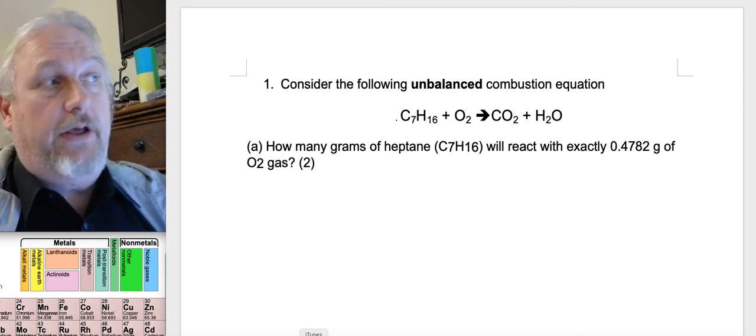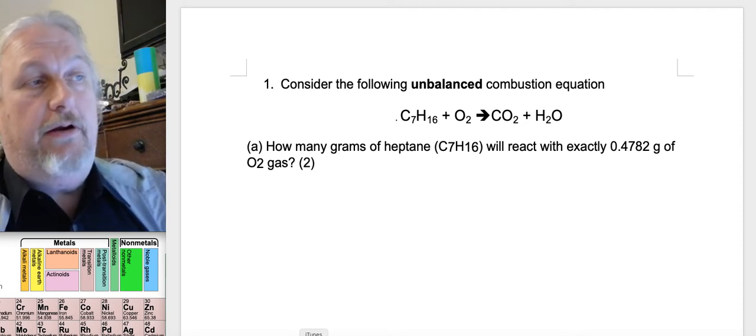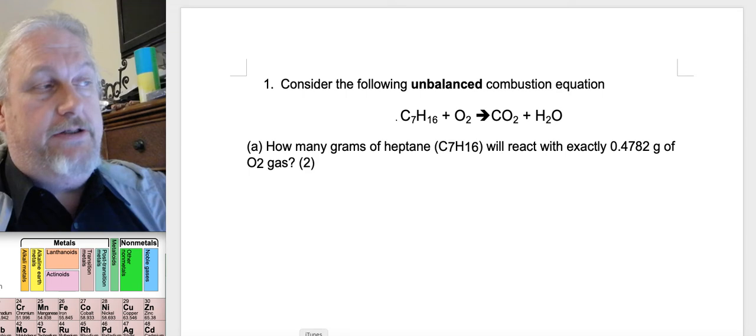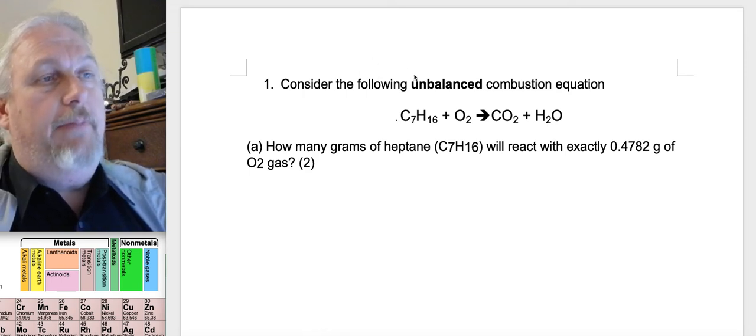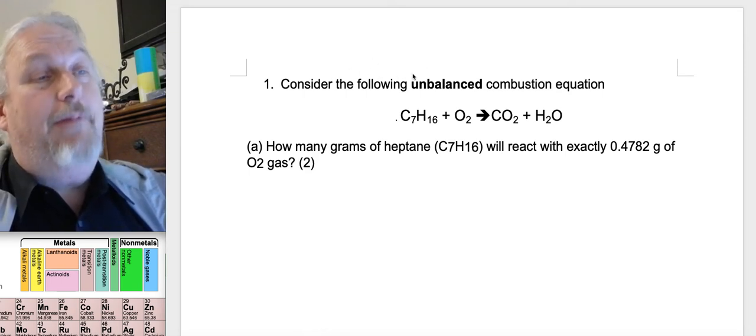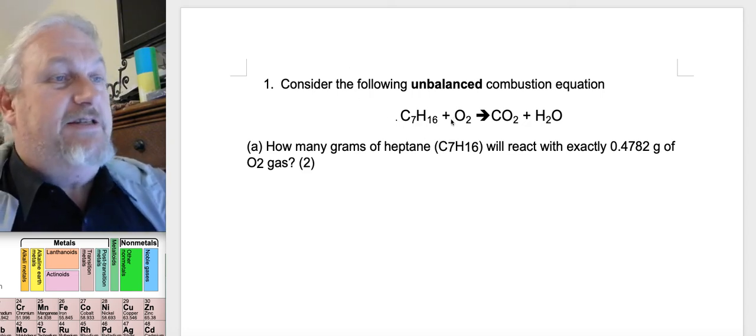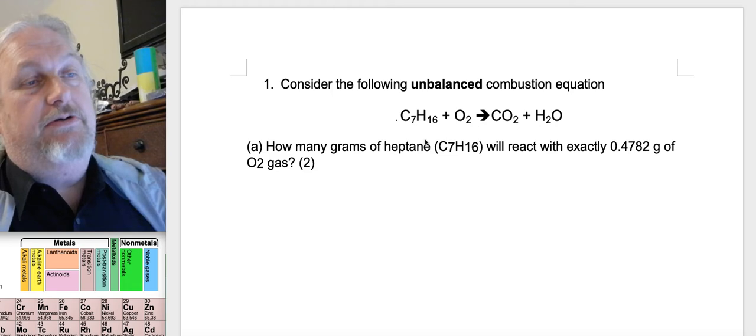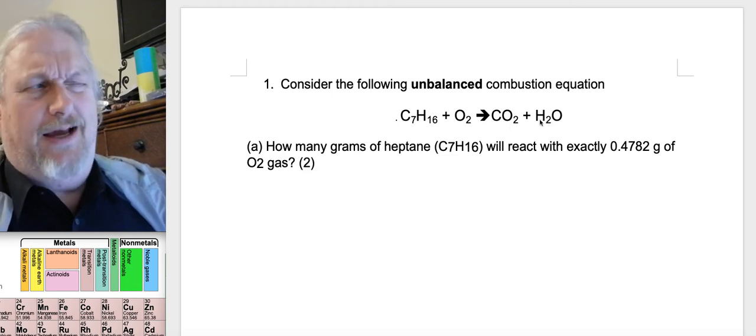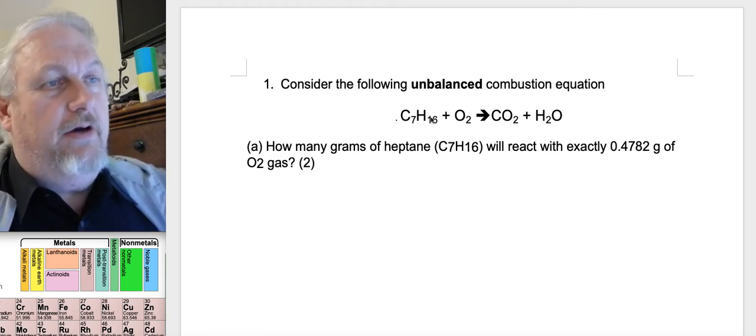Homework sheet 4D, the one on stoichiometry. If you look here at your worksheet, it says, consider the following unbalanced combustion equation. So again, we got a hydrocarbon, it's burned in oxygen, it yields CO2 and water, dihydrogen monoxide. So you see these a lot.